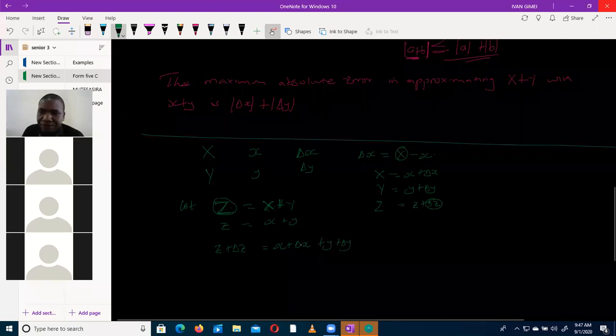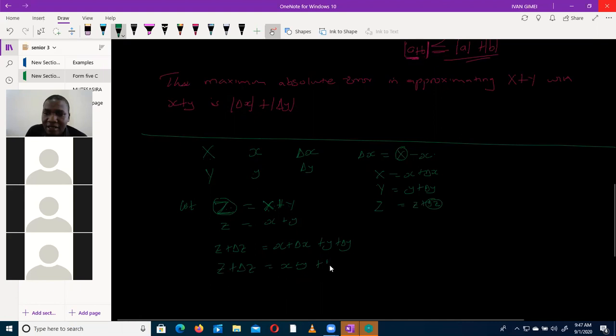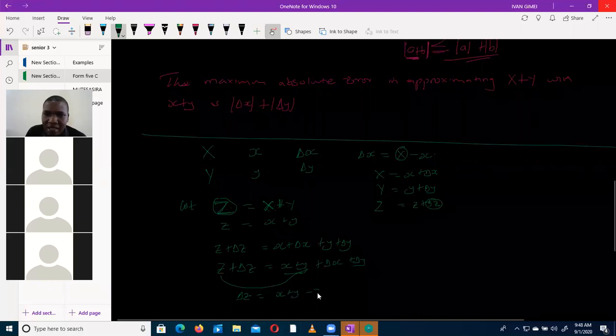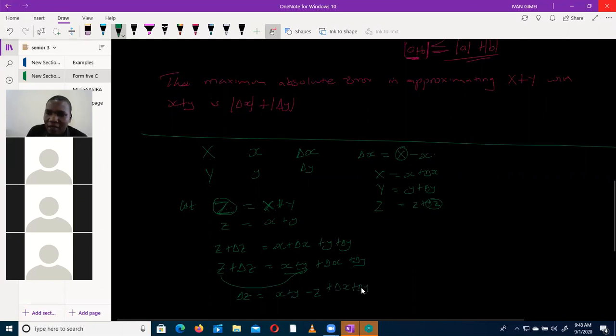That's what I have. So at this point, I'll collect like terms, of course, write errors alone and write approximate values alone, and end up with error in z, z plus error in z equals x plus y, which are the approximate values, plus the x plus the y. Then at this point, I can take this z this side. I'll end up with error in z being equivalent to x plus y minus z has cross equal signs, plus error made in x plus error made in y. This is what we're deriving.